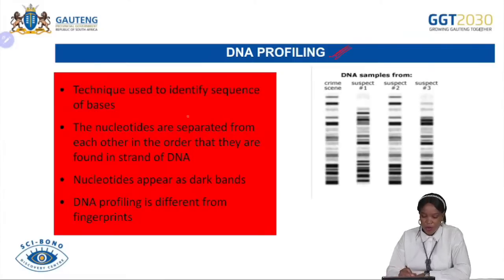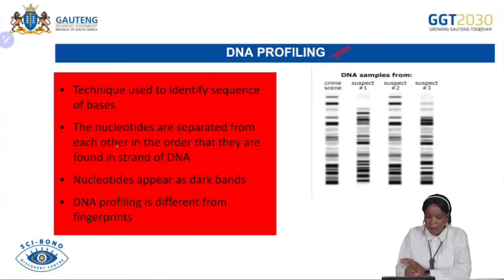This is a technique that is used to identify the sequence of the bases. Now, the nucleotides are separated from each other. Remember, the nucleotides are the building blocks, so we're going to separate them in the order that they are found in a strand. In that order, those nucleotides are going to appear as dark bands. If you see on our diagram here, you see those dark bands. These are your nucleotides. Then DNA profiling is different from fingerprints, because this carries your genetic material.